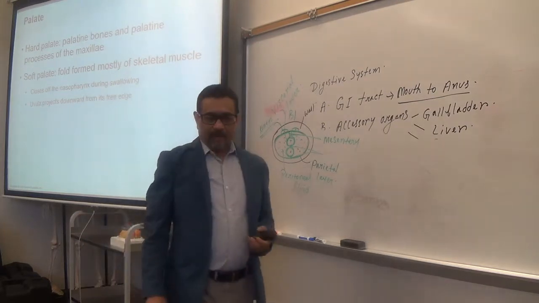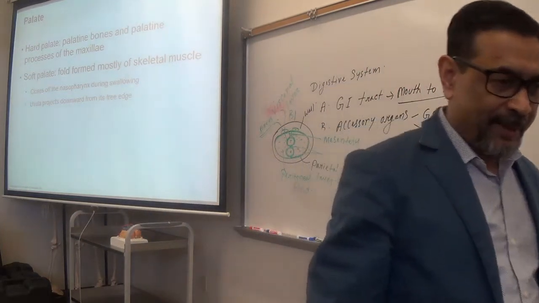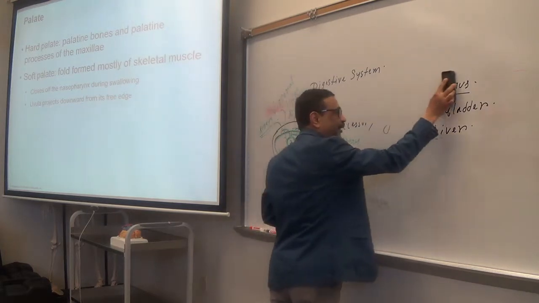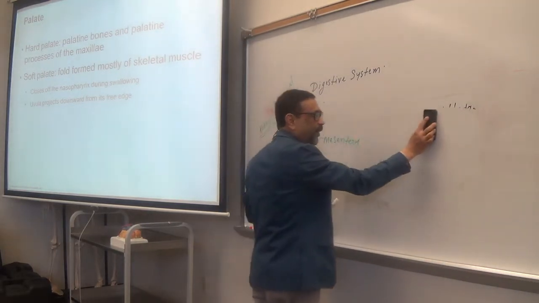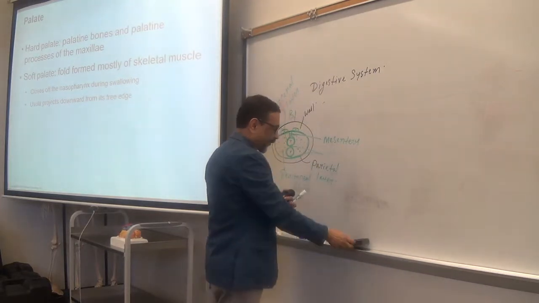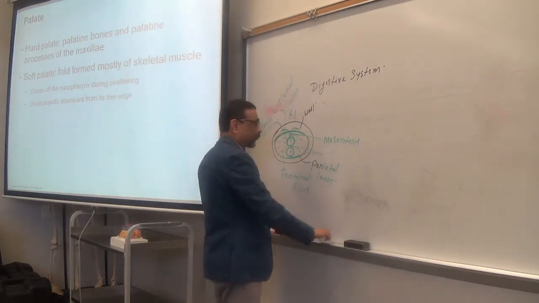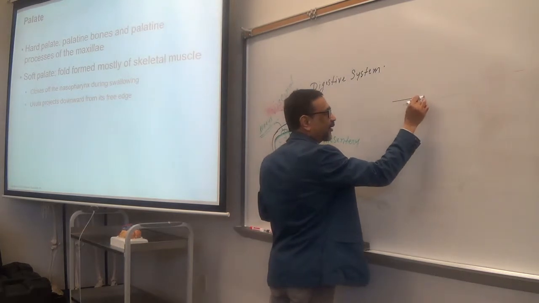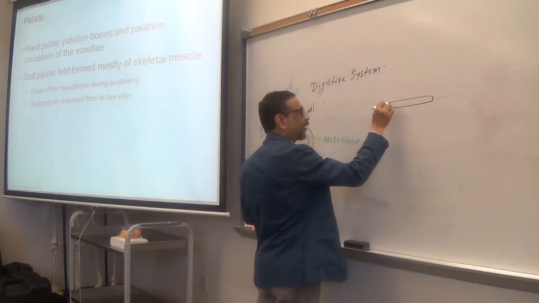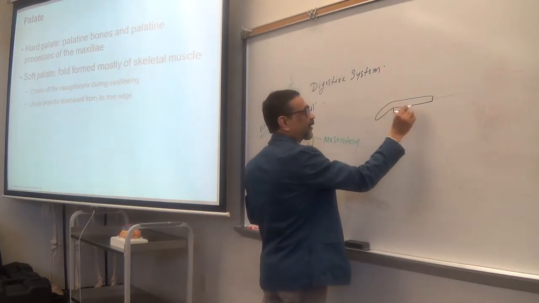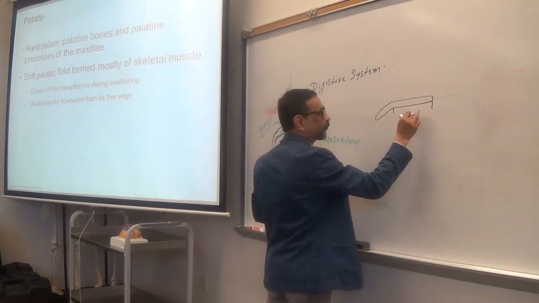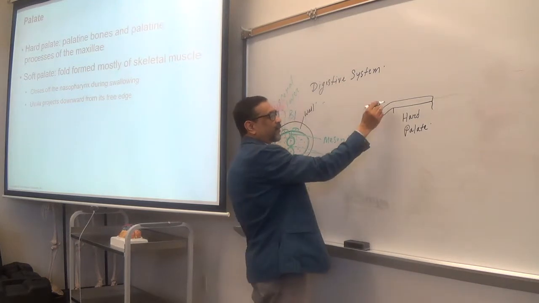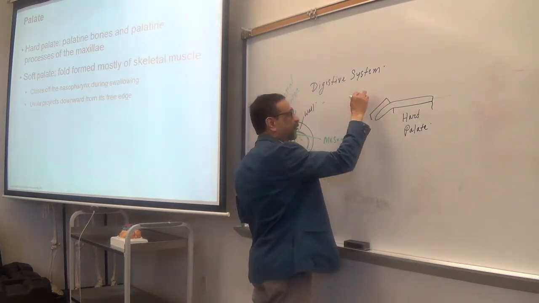Palate. Palate is the roof of the oral cavity, and palate has two parts, soft palate and hard palate. Anterior part is hard, that is the bony part, and posterior part is soft. So it is like this. This is the front part and this is the back part. This part is hard palate because it is formed by bone, that's why it is hard, and this posterior part is soft palate.